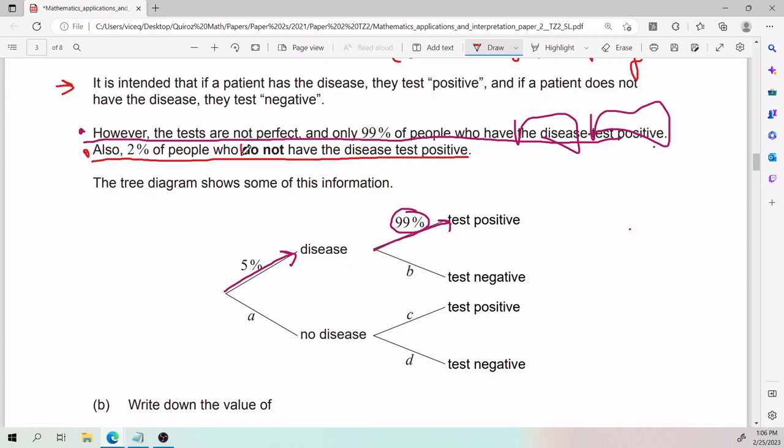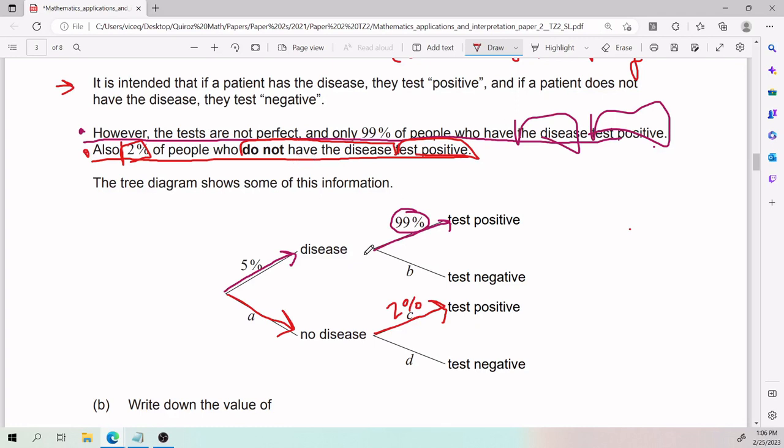So do not have the disease, so it's going to be this way, test positive. Test positive this way. So that 2% is hidden on C. So this right here is going to be 2%. All right, that doesn't really look like a 2. Let me redraw it. I did about 2%. All right, so that's where this 2% just went.